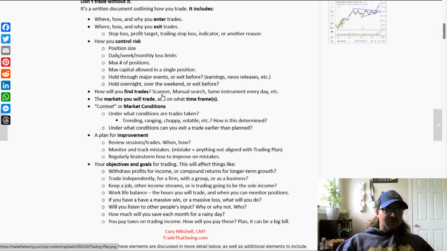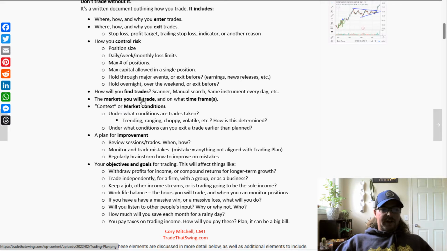How are you going to find trades? Are you going to run a scanner? Are you going to do a manual search? Are you going to listen to other people? I don't recommend that. I do recommend running your own scan, your own search. What's that scan going to look like? How are you going to find the stocks that match your entry and exit rules?